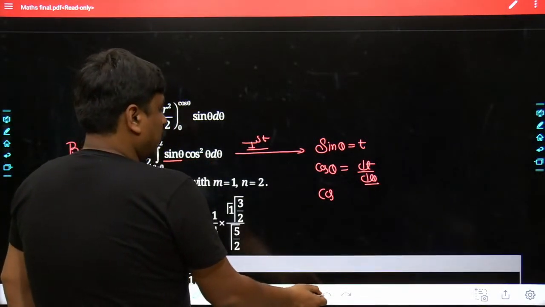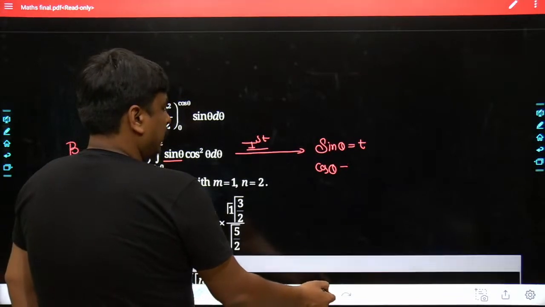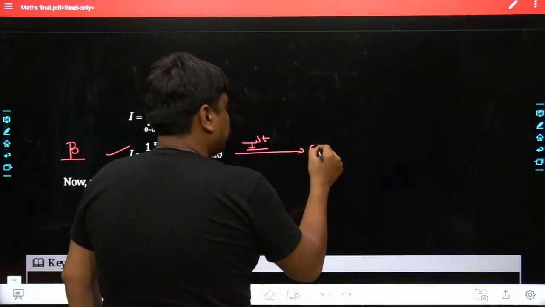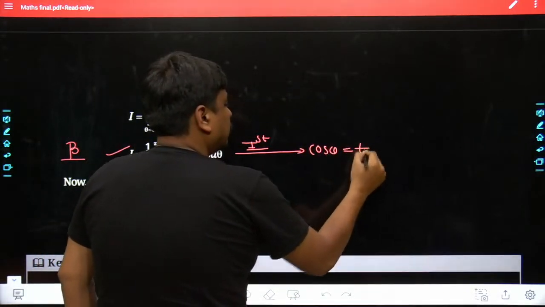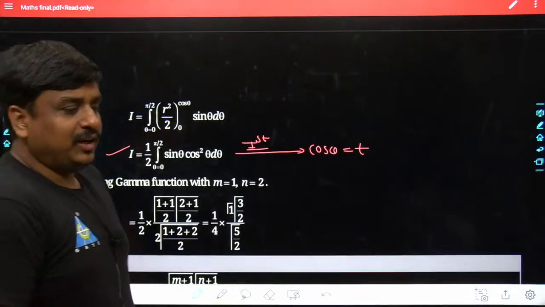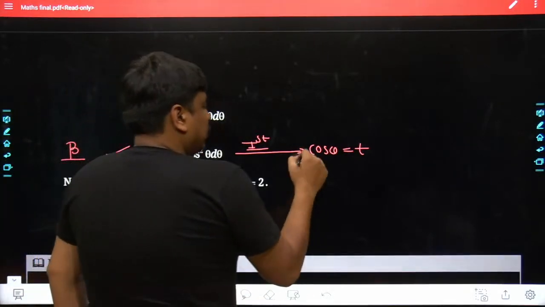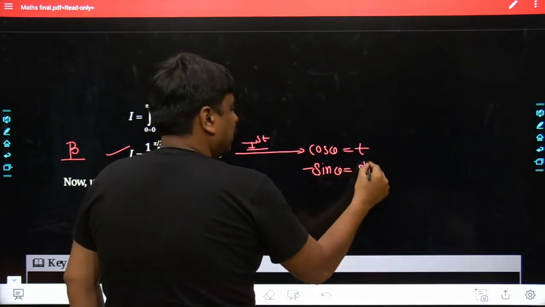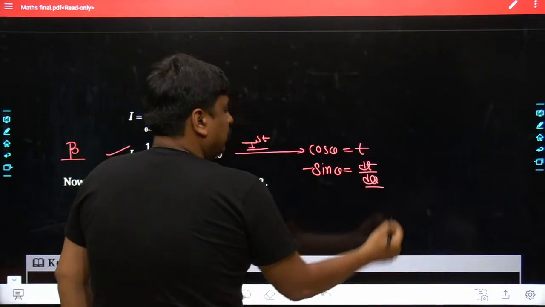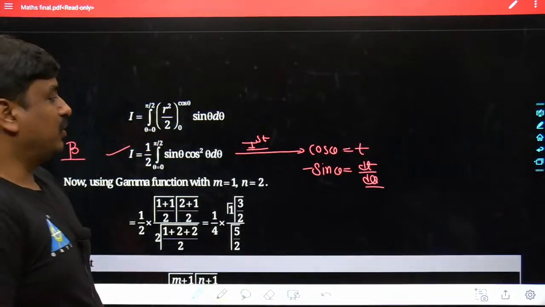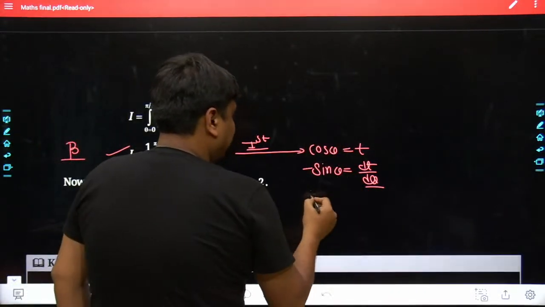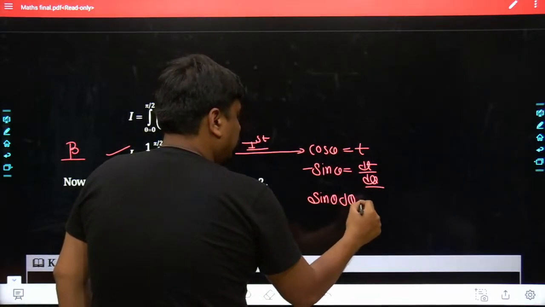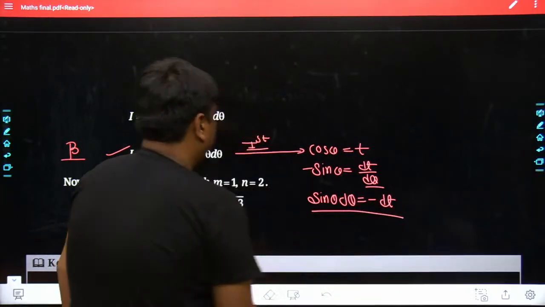So what I am going to do over here, let me go back. Rather than taking sine of theta is equal to t, let me take cos of theta is equal to t. Yes, cos of theta is equal to t. Once we take differentiation on both sides, the differentiation of cos of theta would lead to minus sine of theta, and similarly differentiation of t would lead to dt by d theta. d theta can be shifted towards the left hand side, so the factor which should be left out is simply going to be sine of theta d theta is equal to minus dt.